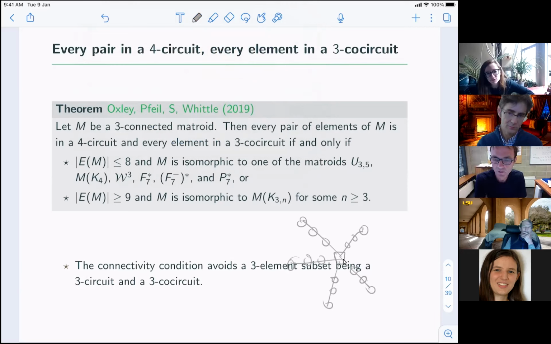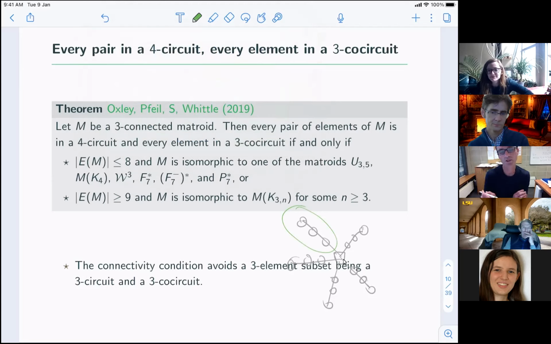Yeah, each of those points is joined on with the 2 sum, and each of the 3-point lines is both a circuit and a co-circuit. So that there is both a 3 circuit and a co-circuit. So it just avoids that situation.